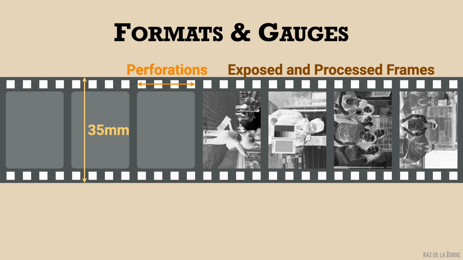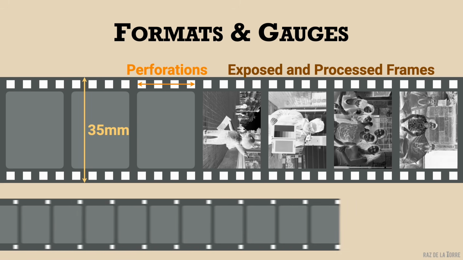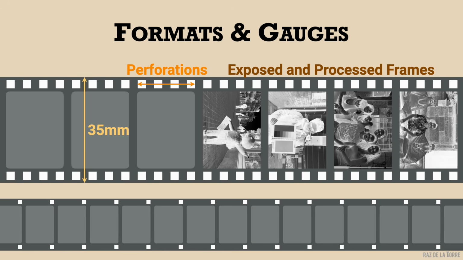Next, we shift to 16mm film, where each frame spans 1 perforation. This format is more compact and economical, often used in documentaries, education, and indie productions before the digital revolution. But these aren't the only gauges. Let's briefly walk through the others.